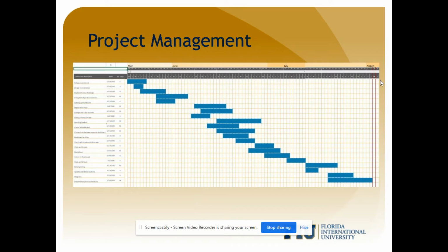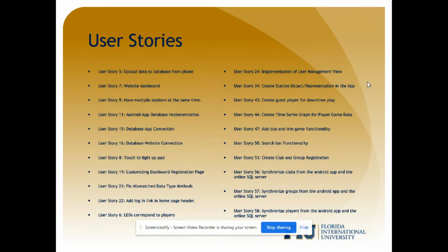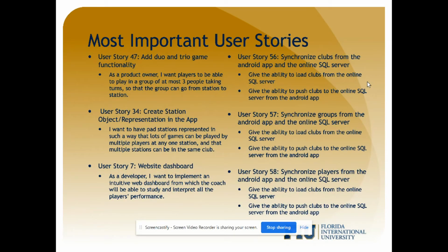This is the schedule we mostly adhered to in order to get everything done. We finished right on time. We completed almost 30 user stories total. The ones displayed on this page are more representations of major changes we did, major milestones we completed in order to add functionality to the product. And these are the most important ones of everything we did.